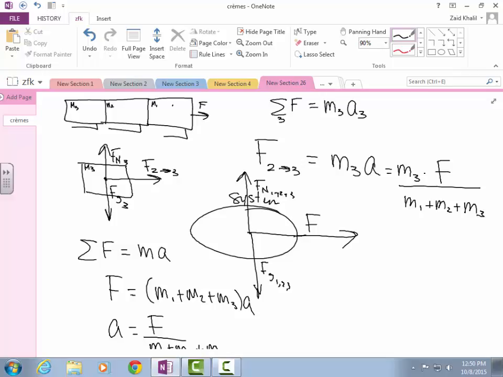So, free body diagram on M2. What are the forces acting on M2? So we have the force of 1 on 2. We don't even care about gravity and normal force for this problem. And what else do you have? Very good. Which way is 3 on 2 directed? Very good. The force of 3 on 2.